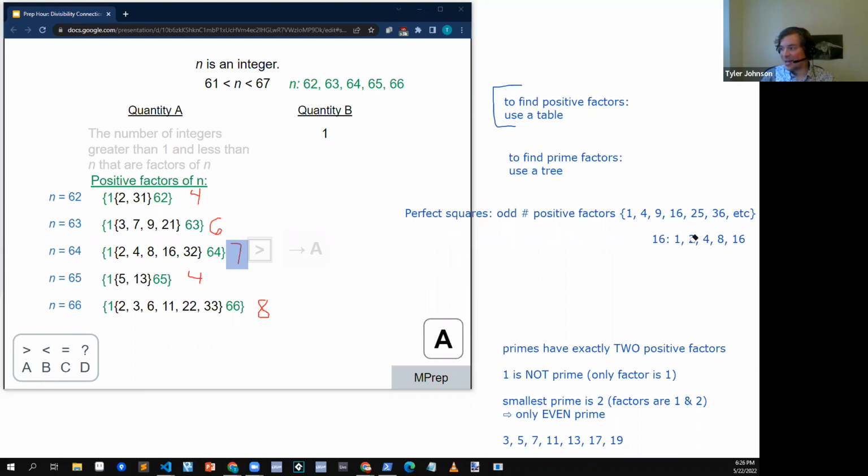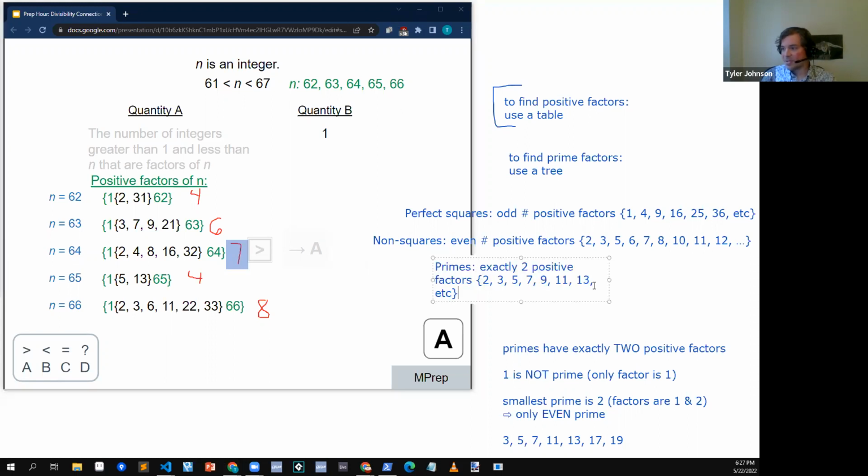Compare that to non-squares, right? Non-squares are always going to have even numbers of positive factors. Notice that includes primes, because primes, their only factors are 1 and itself. They have to have 2 positive factors, and 2 is an even number. So again, just to reiterate that, primes always have exactly 2 positive factors. So those are some interesting properties of the number of factors we come up with.